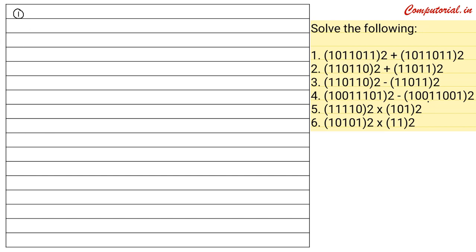Question number 1 is a simple binary addition question. So the numbers are 1011011 with a base of 2, plus 1011011 with a base of 2. So for adding these numbers, first of all we have to note down all the bits one by one. First we have to note down the bits of the first number. So it will be 1011011. Then we have to note down the bits of the second number from the right side like this.